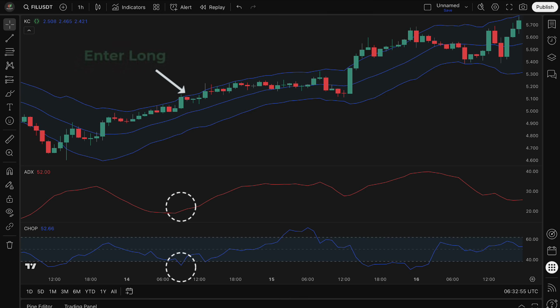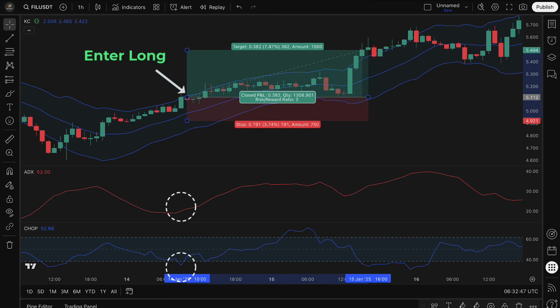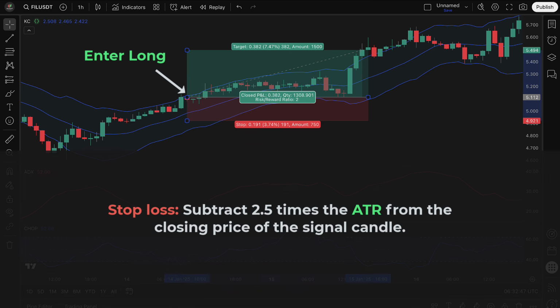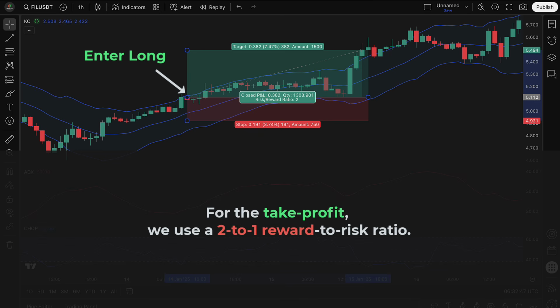After entering the trade, we place the stop loss just below the low of the signal candle. To give the trade some breathing room and avoid getting stopped out by normal market fluctuations, we subtract 2.5 times the average true range, ATR, from the closing price of the signal candle. For the take profit, we use a 2-to-1 reward-to-risk ratio. When the price reaches the take profit level, we exit the trade and lock in profits.